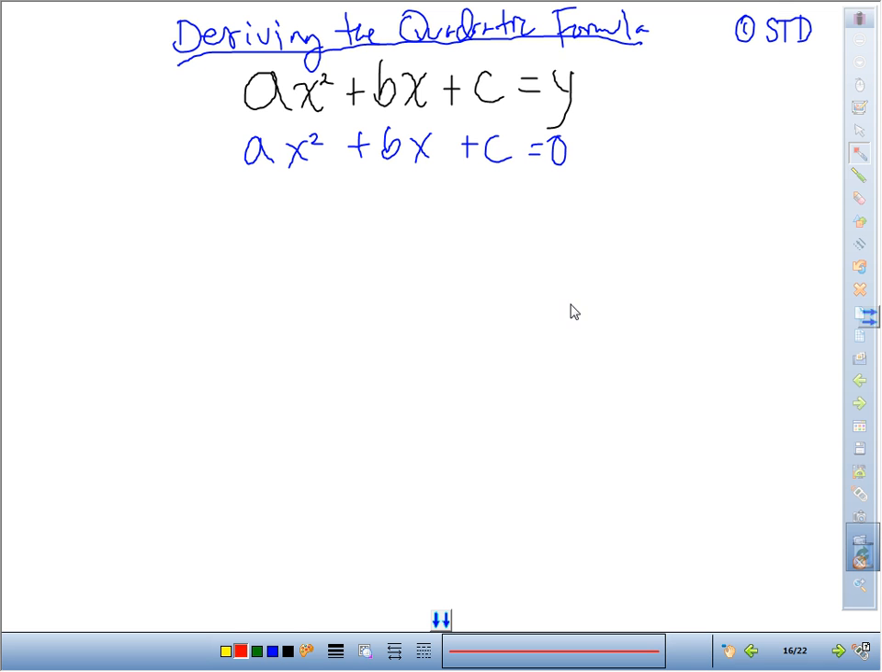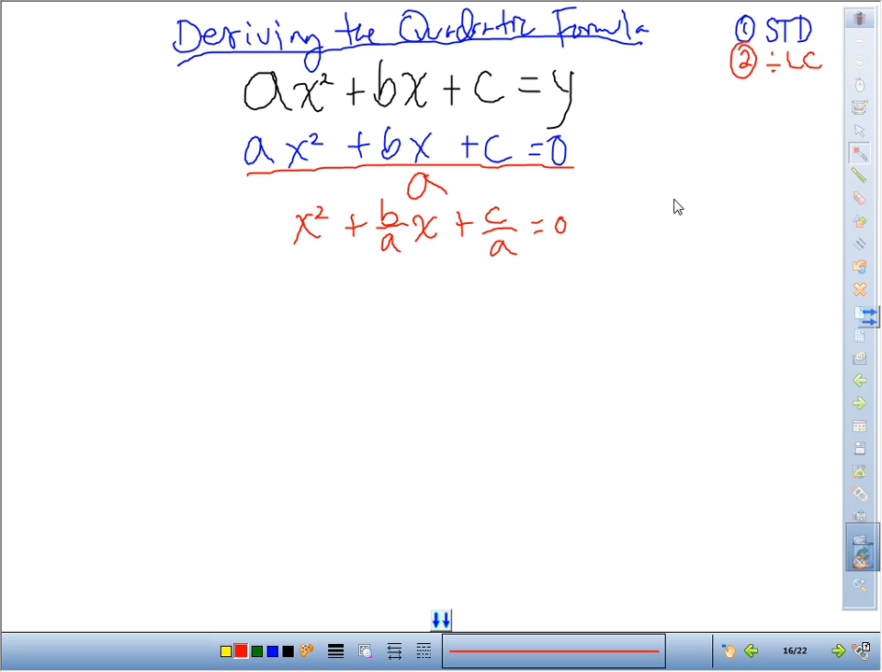Step 1. Step 2: divide by the leading coefficient. What's my leading coefficient? A. So now we divide everything by a. Like I said, we're no longer with numbers. Now we're using all variables. This is all algebra. So a divided by a, we're left with x squared plus b over a x plus c over a equals 0.